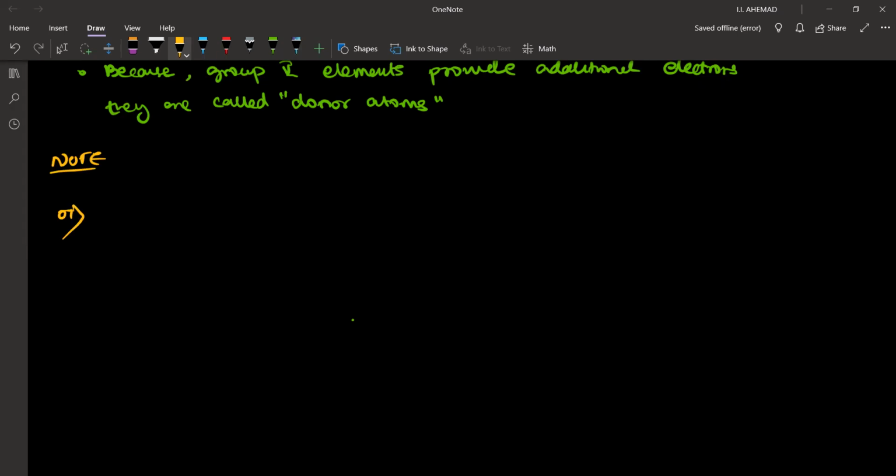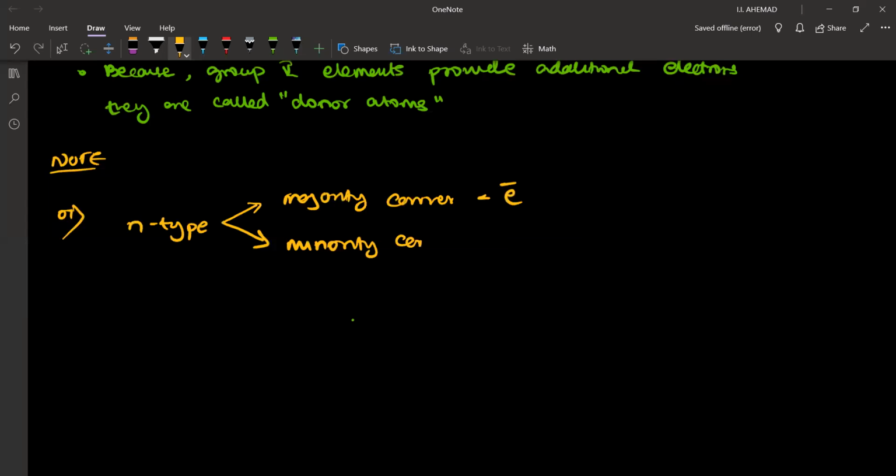Note number one. In N-type semiconductor, the majority carrier is the electrons. That is the electrons. And the minority carrier, that is the holes.